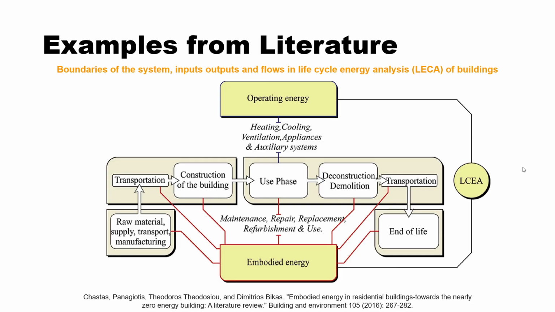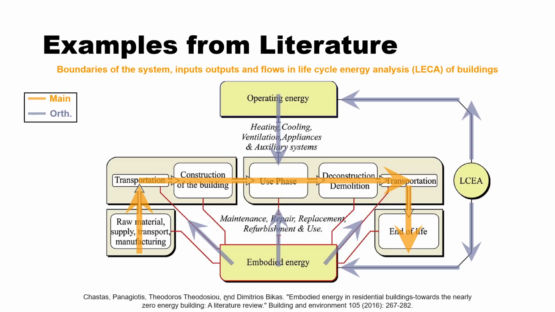This may look a bit complex, but if we unpack it, we'll find it's the same thing. You have a main line, and orthogonal to it in some sense are supporting information. So this is the lifetime. The main line here is like a timeline of processes, or the process diagram of a system, where it starts from raw material, goes to transportation, construction, use, demolition, second phase of transportation, and then end of life. Orthogonal to that, we have two types of energy.